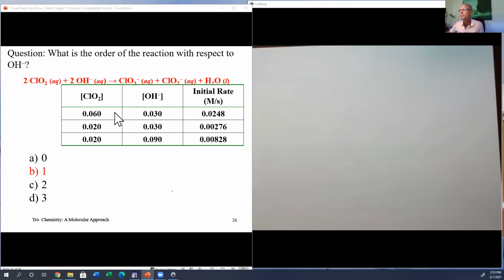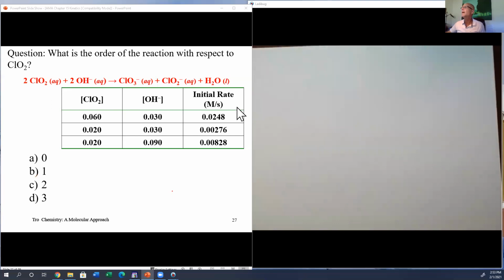So notice what happens here. For OH minus, it's easiest to look where one thing is held constant and only one thing changes. Here, this is held constant and this is changing. This goes up by a factor of 3. What happens to the rate? It goes up by the same factor, right? So what does that tell you about the order with regard to OH minus? 1. First order. Okay, very good. All right, one more question for you.